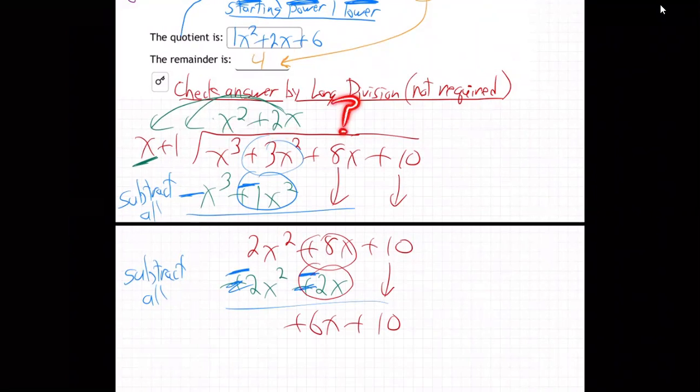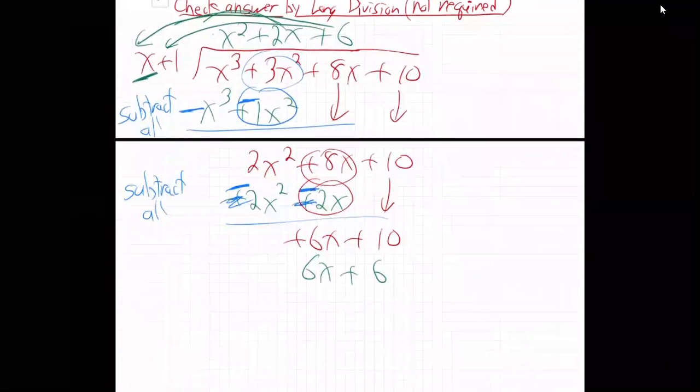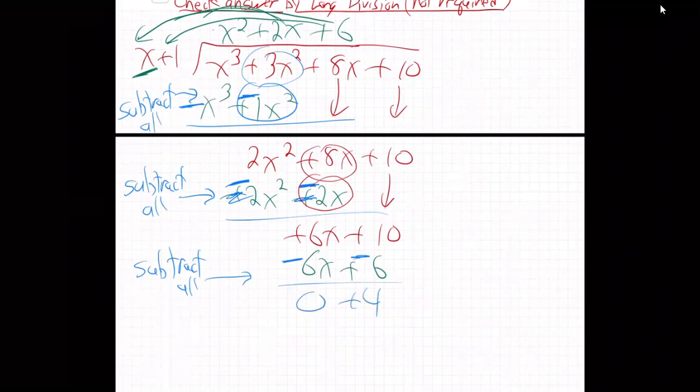Last step, what can I put here? Times x, that'll match 6x. It's going to be plus 6. So let's do it. This plus 6, it's going to go boom, boom. So you're going to get 6x plus 6. You know the deal, subtract all. So this will become minus and minus. This is 0, 4, right? There's the remainder. See how the answer is the same?